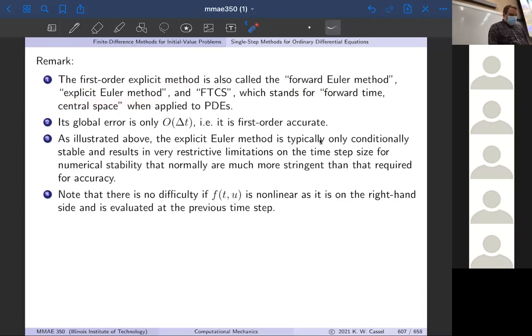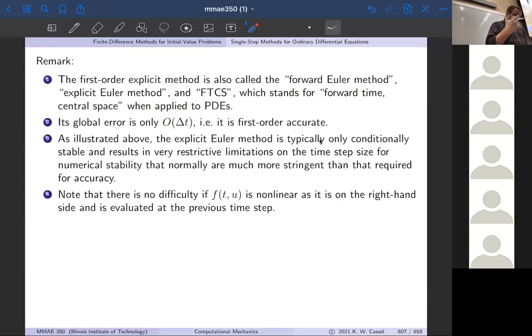When applied to partial differential equations, as we'll see on Thursday, some people call it the FTCS method, and that stands for forward time, central space. So all of these are the exact same method, okay? So don't be too confused by the different nomenclature. The global error is only first order accurate, so only order delta t. So that's obviously not that great. So accuracy is not that great, and stability is not that great.